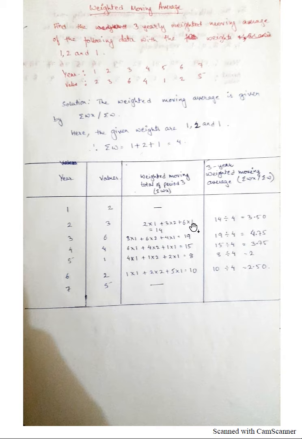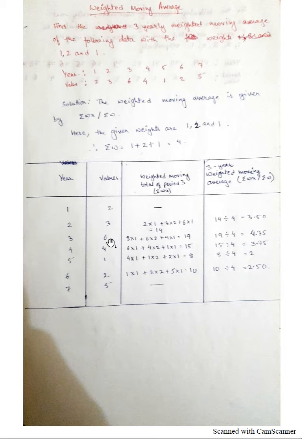Similarly, now for the second value, we will start from here. So our first value here is 3, our first weight is 1. So 3 into 1 plus the second value here is 6 and the second weight is 2. So plus 6 into 2 plus our third value is 4 and our third weight is 1. So plus 4 into 1, it will be equal to 19. So we are done with 2.